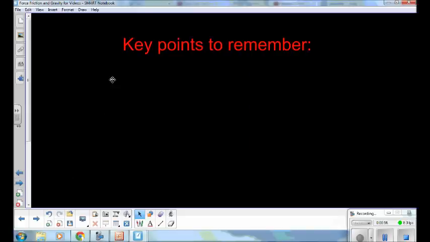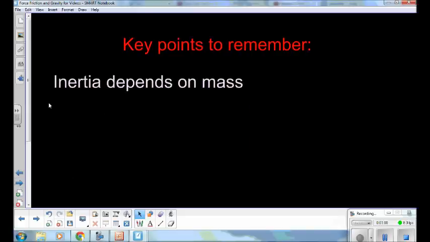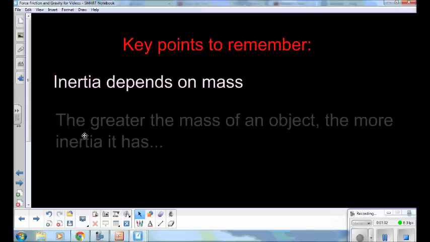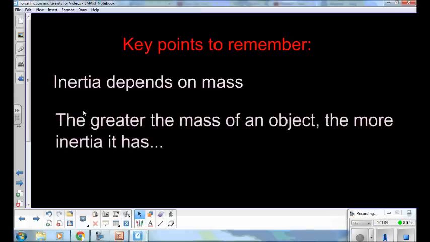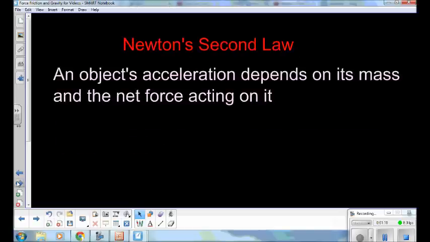With that in mind, you need to remember two key points. The first one is that inertia is very dependent on mass. As a matter of fact, the greater the mass of an object, the more inertia it has. So there's your summary of Newton's first law. Let's go ahead and move to Newton's second law.